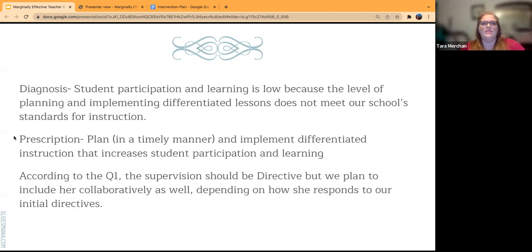So our diagnosis is that student participation and learning is low because the level of the planning and the implementation of her differentiated lessons does not meet the standard for our school's instruction. And so our prescription for that is that she plan in a timely manner and implement differentiated instruction that increases student participation and learning. According to her being in quadrant 1, the supervision should be directive, but we plan to include her collaboratively as well, depending on how she responds to our initial directives.